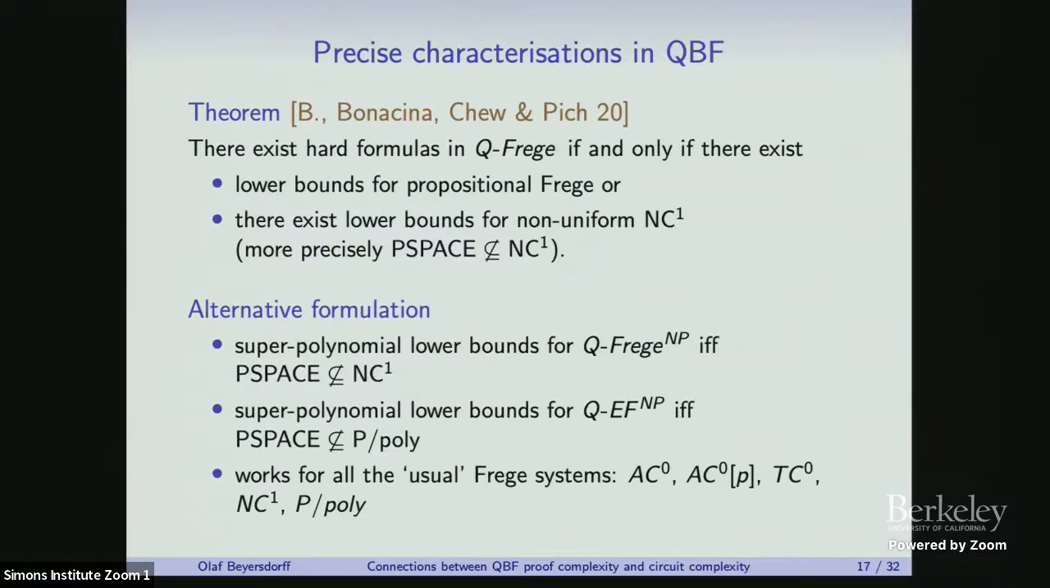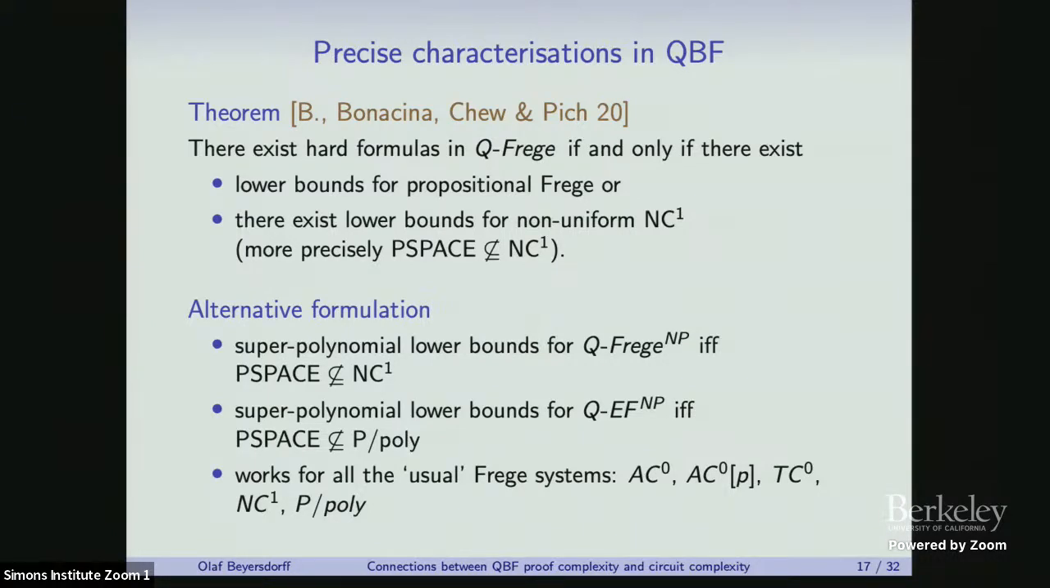Okay, and here you've got a result that makes this more precise. And this is a precise characterization. We now want to know whether there are hard formulas in QFrege. And we can say that such formulas exist. So we have superpolynomial lower bounds for QFrege if and only if there exist either lower bounds for propositional Frege, or there exist lower bounds for non-uniform NC1, because these are the lines that Frege works with. And more precisely, the condition is that PSPACE shouldn't be contained in non-uniform NC1. And this is an if and only if, yeah?